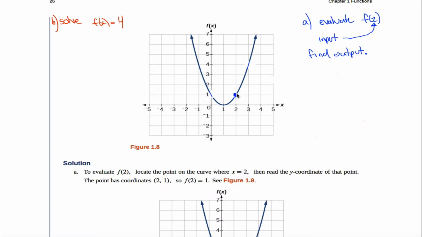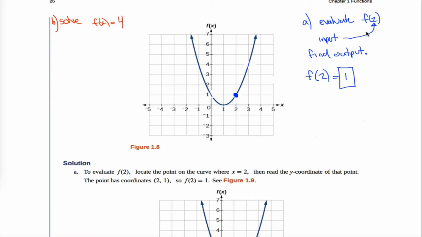Well, the output is the height. So the height when the input is equal to 2 would be equal to 1. So my answer here is 1 for this one. Sometimes you see like a dotted line here and a dotted line over here to really emphasize. Some people like to draw vertical lines. I don't. I'm going to leave my graph kind of clean and say that the answer to this question is just 1.